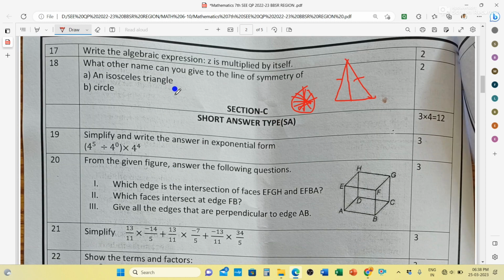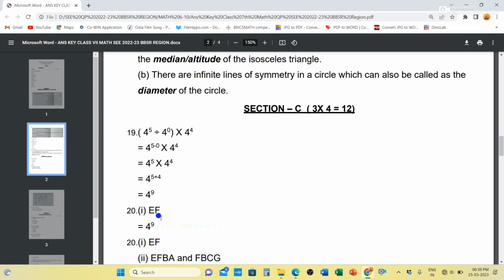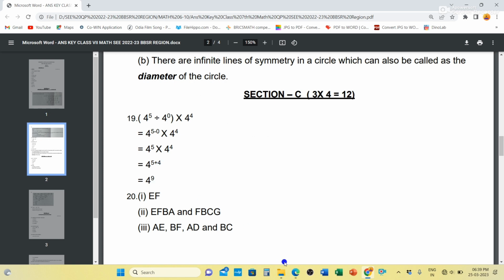Now section C, short answer type questions. Simplify and write the answer in exponential form: 4 to the power 5 divided by 4 to the power 0 multiplied by 4 to the power 4. Again you have to solve the bracket first. So 4 to the power 5 divided by 4 to the power 0 equal to 4 to the power 5 minus 0, that is 4 to the power 5, then multiplied by 4 to the power 4. Now 4 to the power 5 plus 4, you know the formula, so 4 to the power 9.